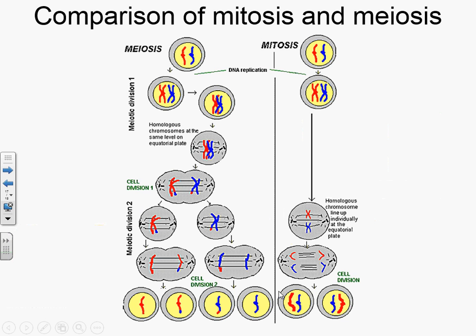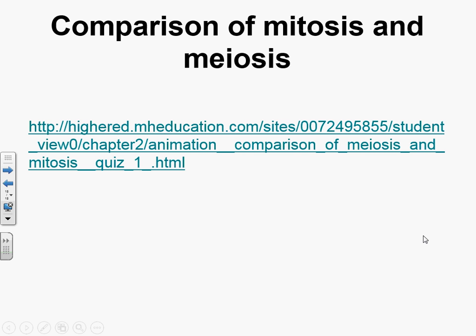Now, if we compare them, then obviously there are very significant differences between mitosis and meiosis. The number of divisions, the number of cells that are produced, the number of chromosomes in the cells that are produced, whether you've got the crossing over and the assortment and all that sort of thing as well. So you'll find endless ways of comparing mitosis and meiosis.